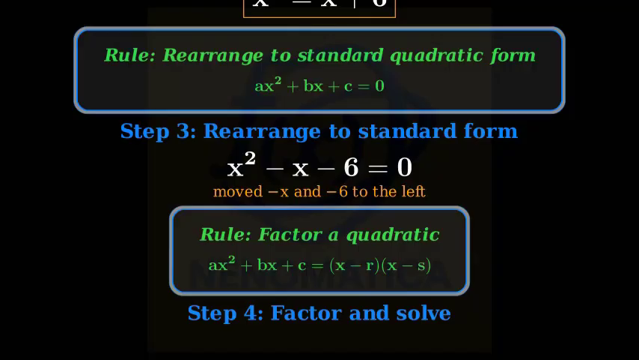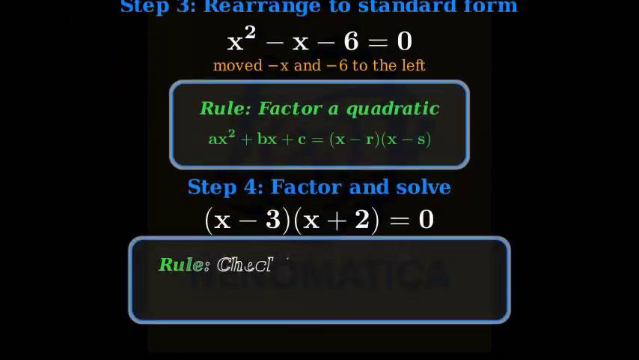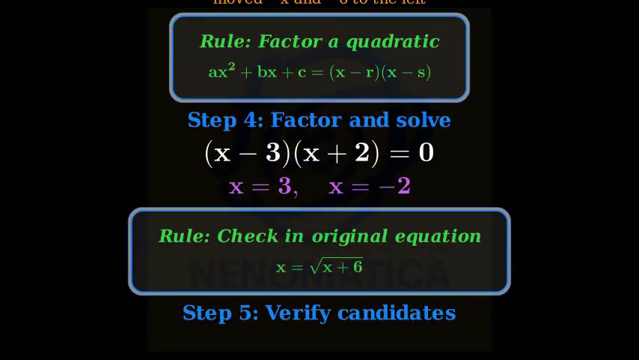Those numbers are negative 3 and positive 2. So the factorization is (x minus 3)(x plus 2) equals 0. Set each factor equal to 0 to get candidate solutions x equals 3 and x equals negative 2. Step 5. Check both candidates in the original radical equation to avoid extraneous solutions created by squaring.